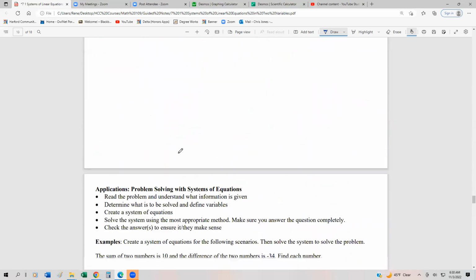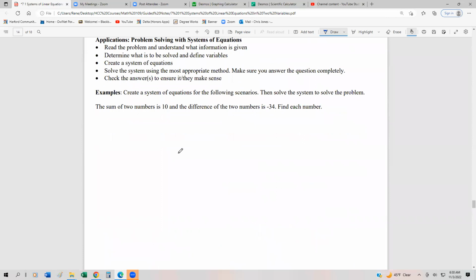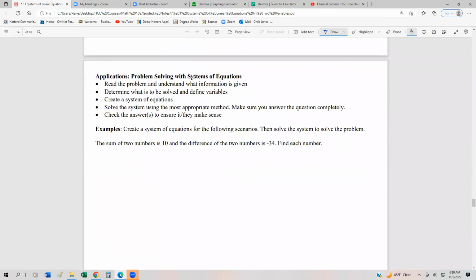Now the last thing we're going to take a look at in this section is application problems. Basically our problem solving method is we're going to read the problem, understand what's given, and define our variables. The hardest part usually is creating the system of equations. Then we want to solve the system using any method we want. Usually elimination is probably going to be the easiest one. Make sure our answer makes sense, and then go back through and verify the solutions. We might also want to graph it at the very end.